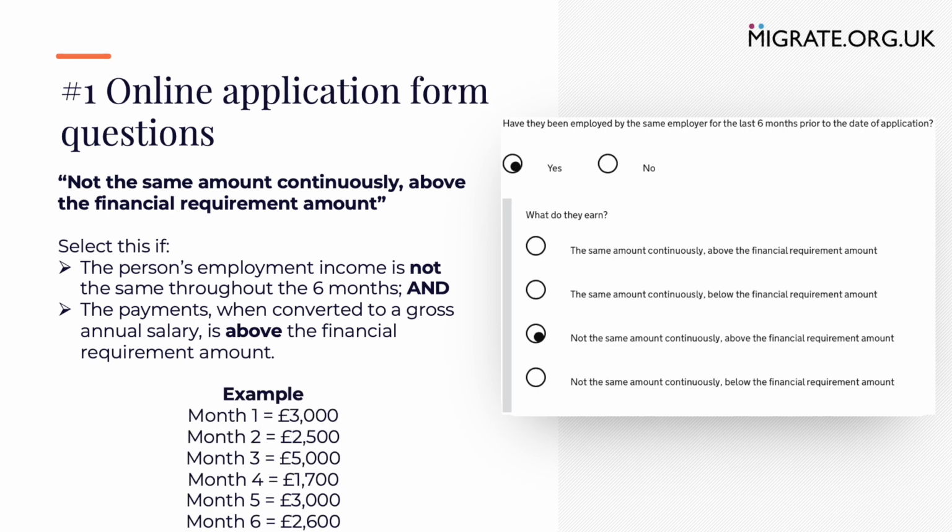For example, here we can see that the person's total employment income throughout the relevant 6-month period varied each month, whether that's due to working a different number of hours or due to a different amount of bonuses being received in certain months. We can also see that when you convert these figures into a gross annual salary, the financial requirement amount will be satisfied.